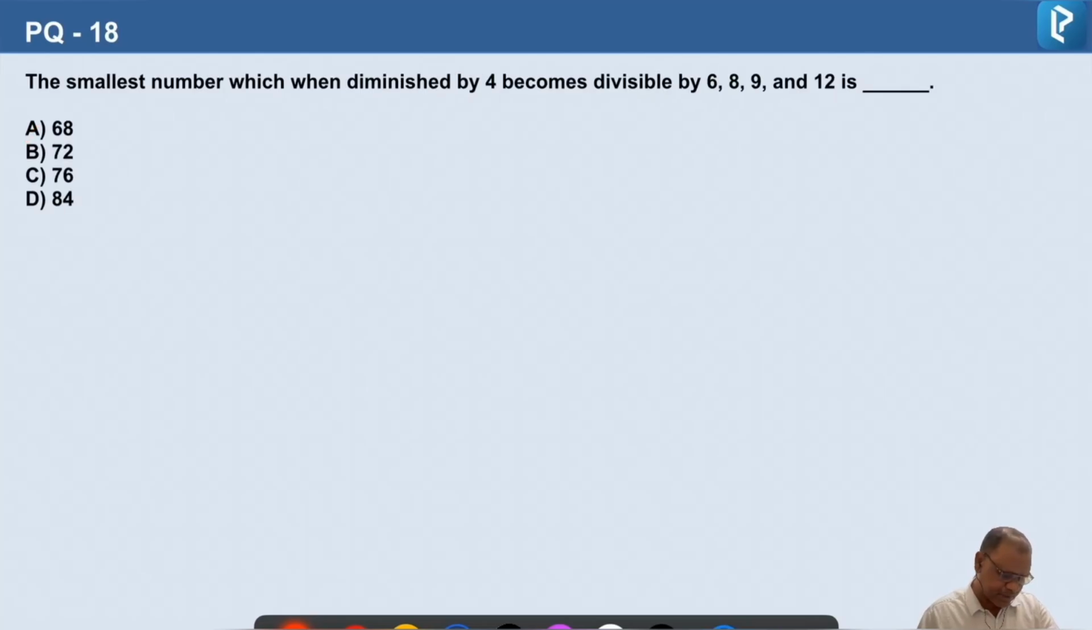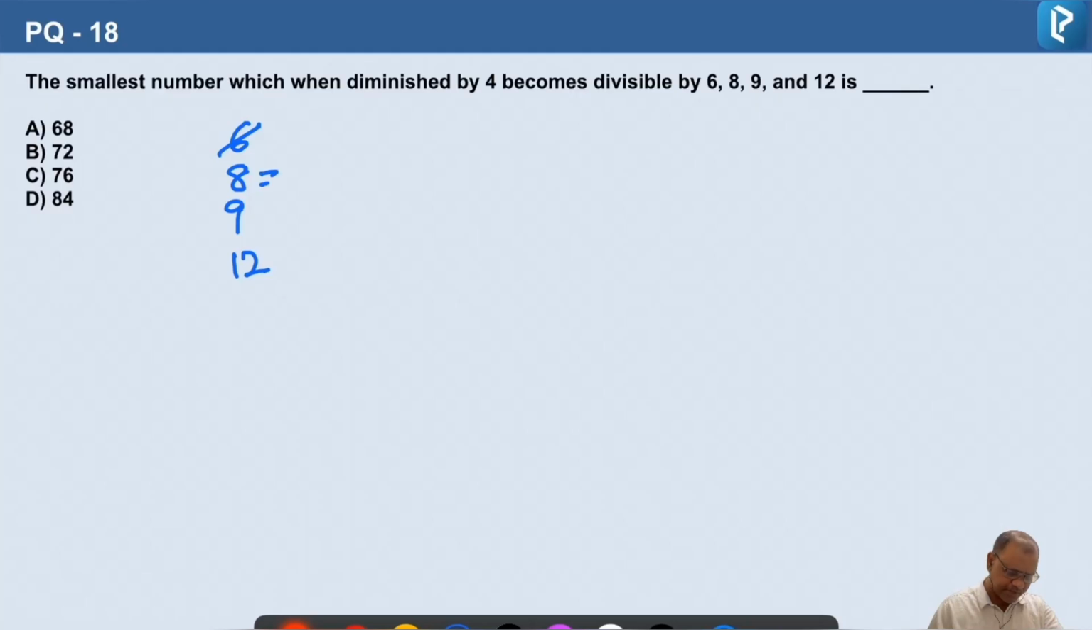The smallest number which when diminished by 4 becomes divisible by 6, 8, 9 and 12. Among these 4 numbers, 6 is a factor of 12, so you can eliminate 6.